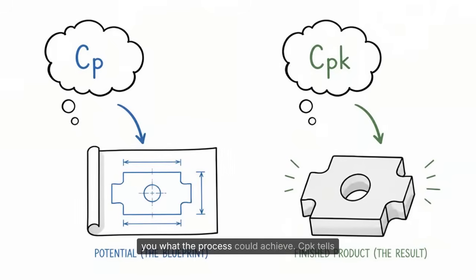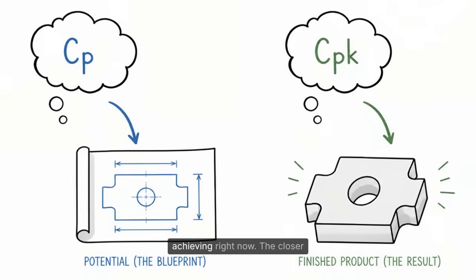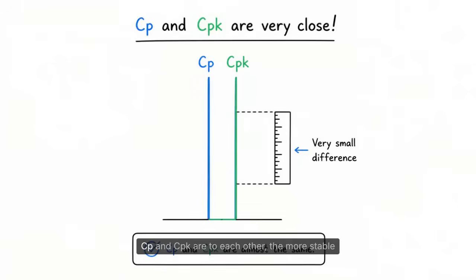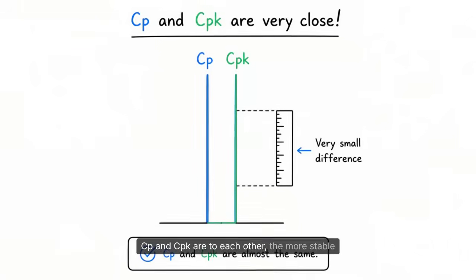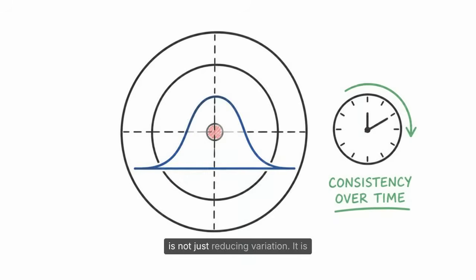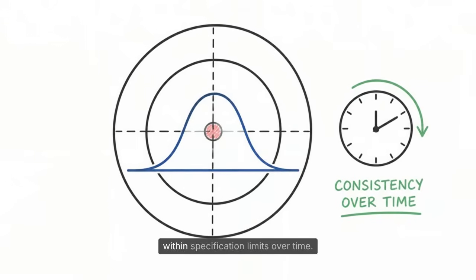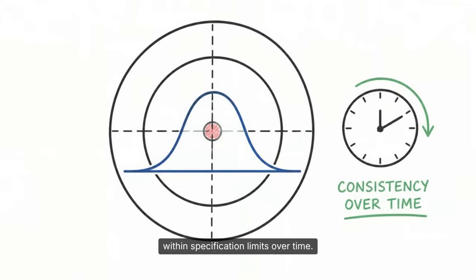CP tells you what the process could achieve. CPK tells you what the process is actually achieving right now. The closer CP and CPK are to each other, the more stable and centered the process usually is. The goal is not just reducing variation. It is keeping the process consistently centered within specification limits over time.